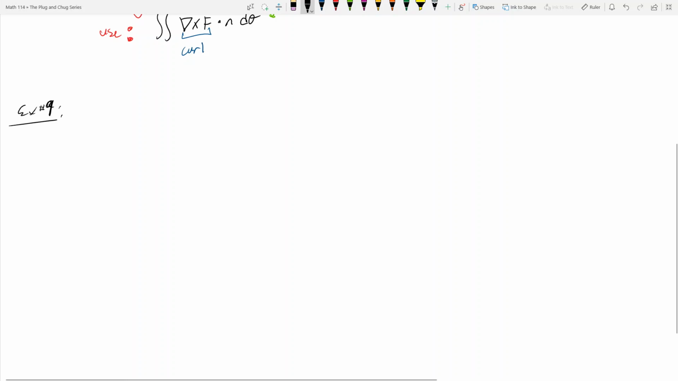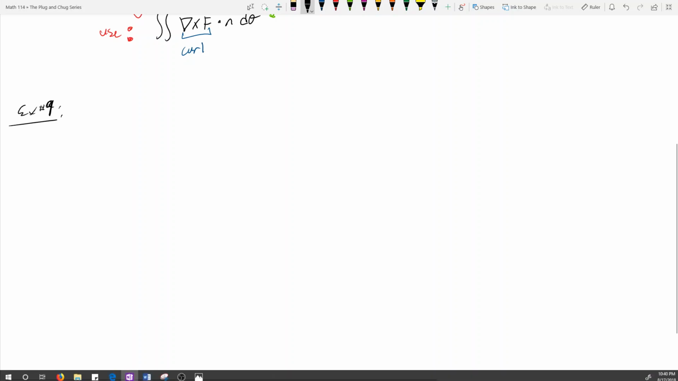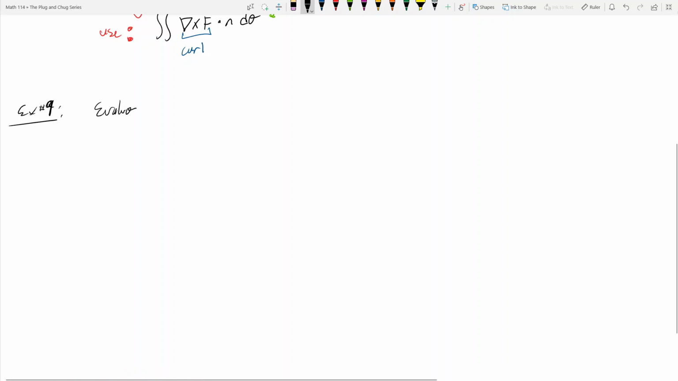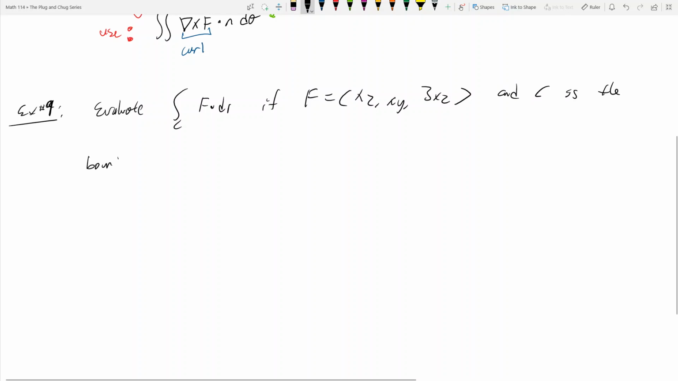Use Stokes' theorem to evaluate the line integral, f dot dr, if f is equal to xz, xy, 3xz, and c is the boundary of 2x plus y plus z equals 2 in the first octant.